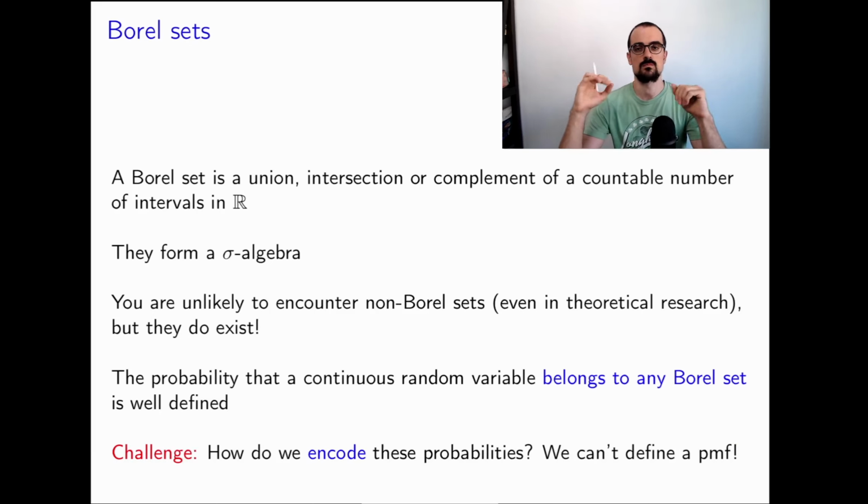Now the challenge is, okay, we have defined things mathematically, but now we actually need to operate with continuous random variables. We want to manipulate them. We cannot use the probability mass function because the probability of individual points is 0. So what do we do?